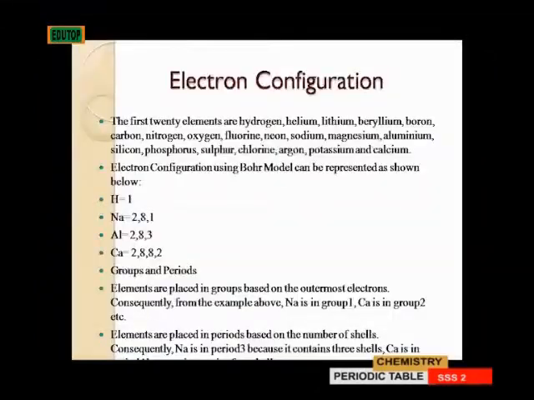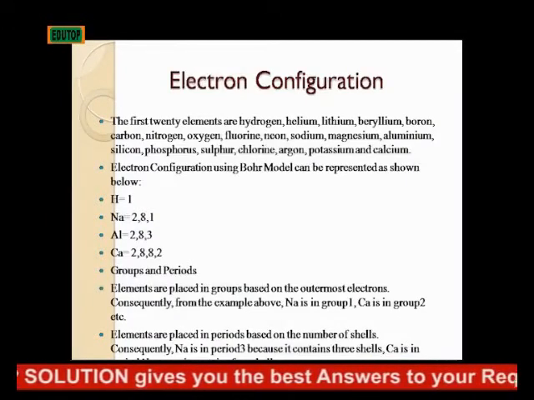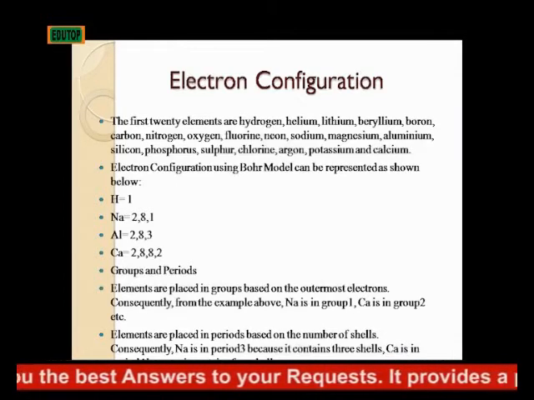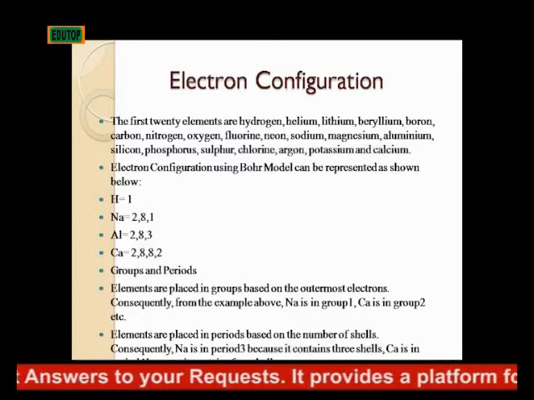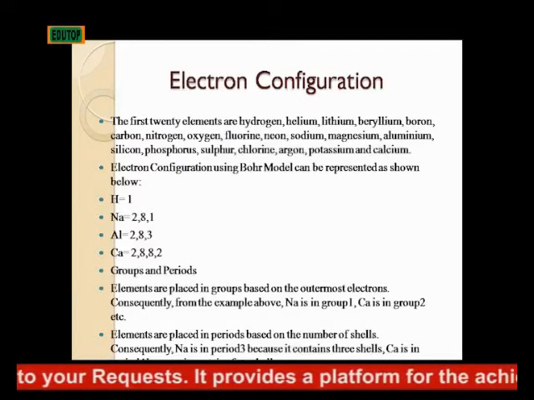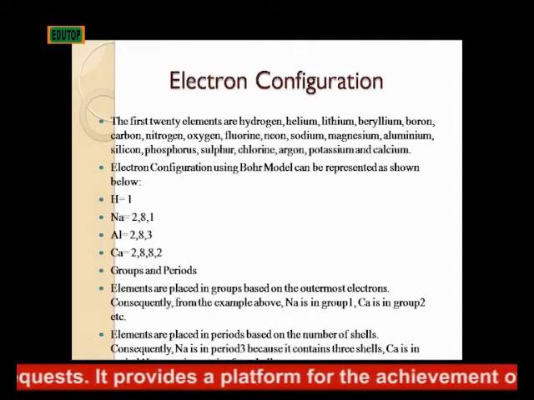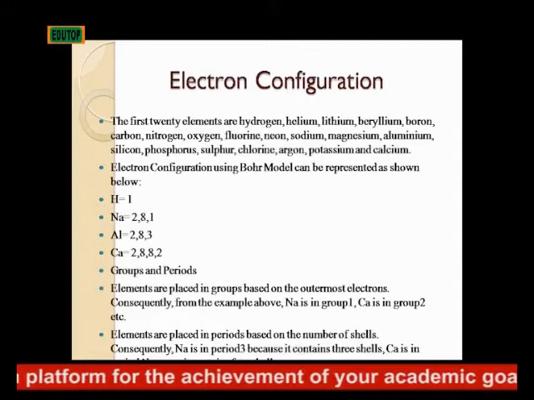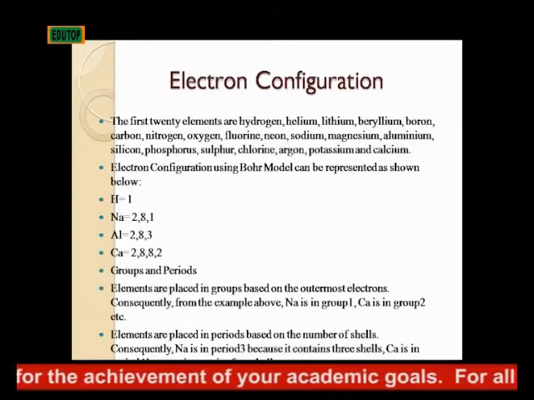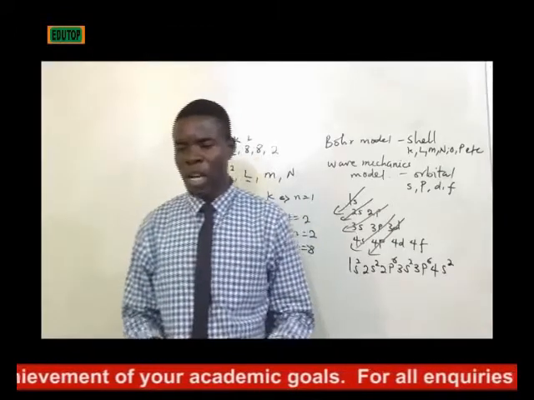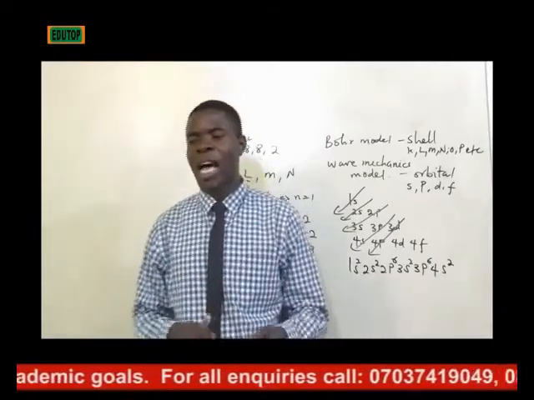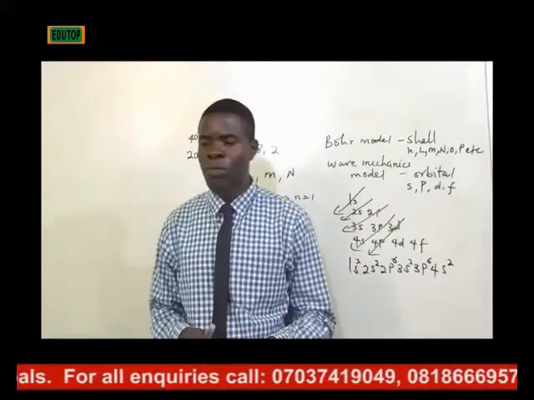That has explained the groups and periods, because elements are placed in groups based on the outermost or valence electrons, while elements are placed in periods based on the number of shells. In that situation, sodium is in group 1 because it has only one valence electron, while calcium is in group 2 because it has 2 valence electrons. Elements are placed in period based on the number of shells.